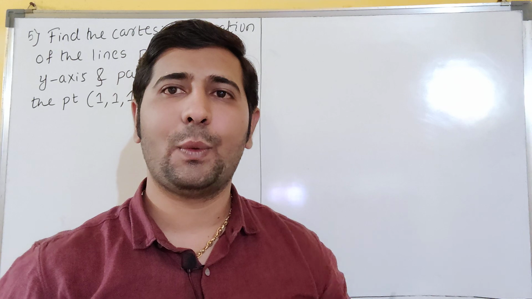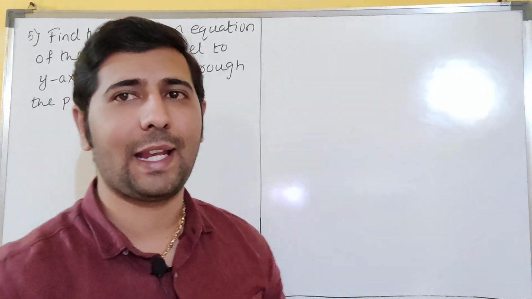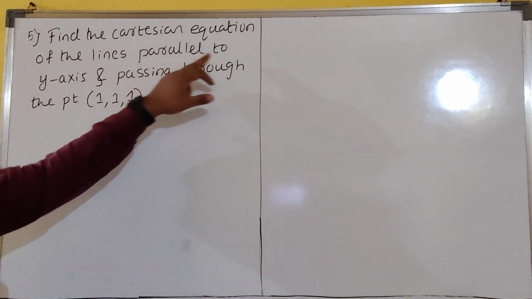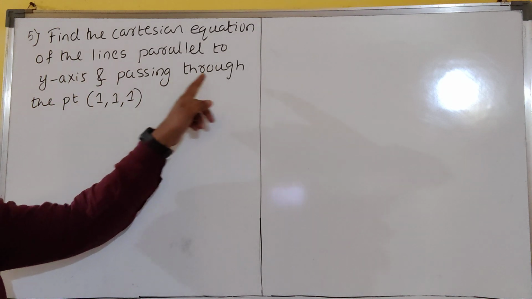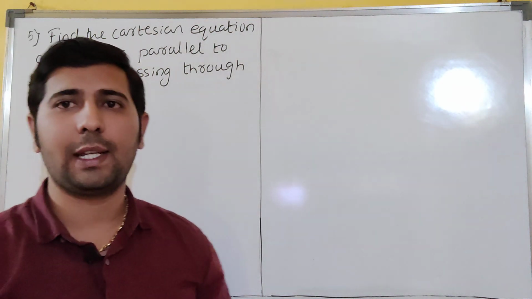In the last class, we solved question number 3 and 4. Now in today's class, we will see the next question. Find the Cartesian equation of the lines parallel to y-axis and passing through the point 1, 1, 1. Very easy question, dear students.